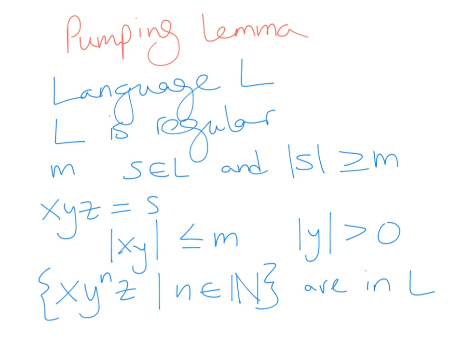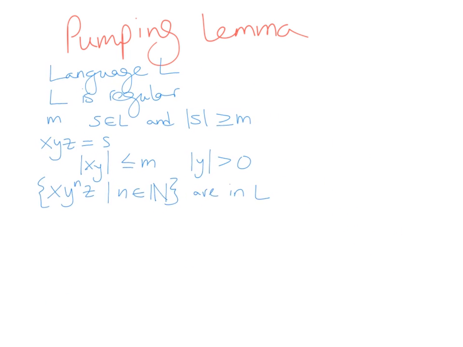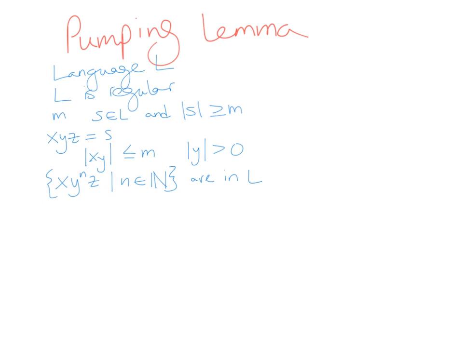Now, here's the interesting thing. This pumping lemma is not telling us anything about languages that are not regular. It's not telling us how to prove that languages are not regular. It's just telling us something that is true about regular languages. So the way we do our proofs to show that a language is not regular is we follow the following steps, okay? Step 1, we assume it's regular, right? We assume our language is regular.